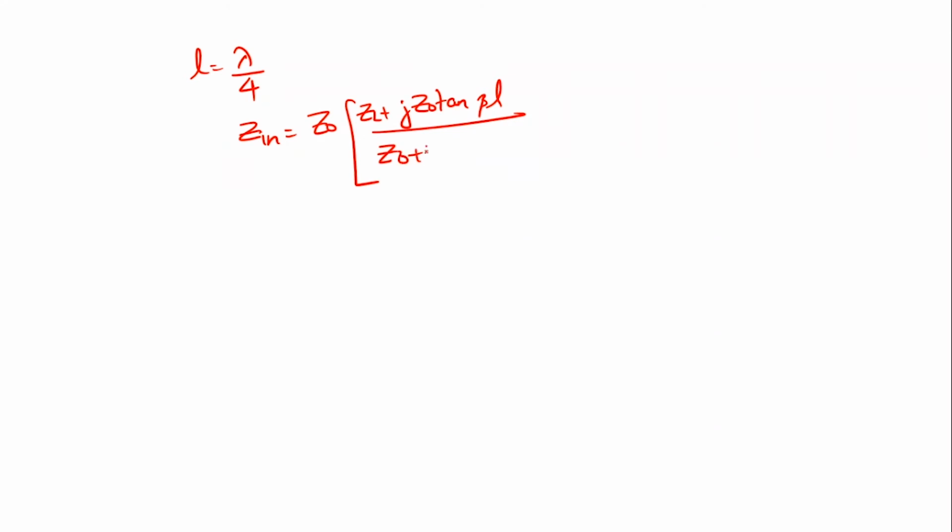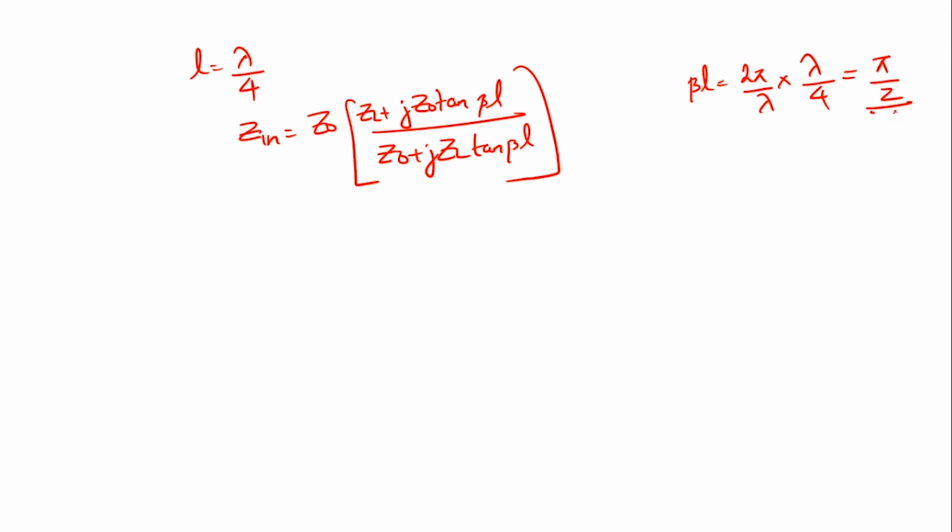Okay, so quarter wave transformer again, L is equal to lambda by 4. So Zin is equal to Z0 into (ZL plus jZ0 tan beta L) divided by (Z0 plus jZL tan beta L). And we know that L is lambda by 4, so beta L will be equal to 2 pi by lambda into lambda by 4. It will be pi by 2.